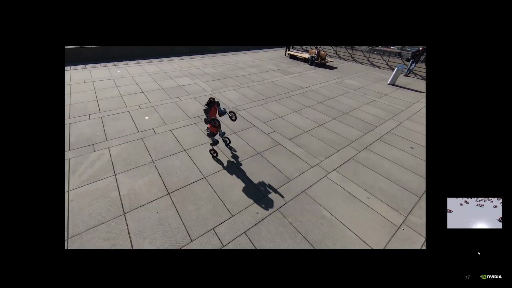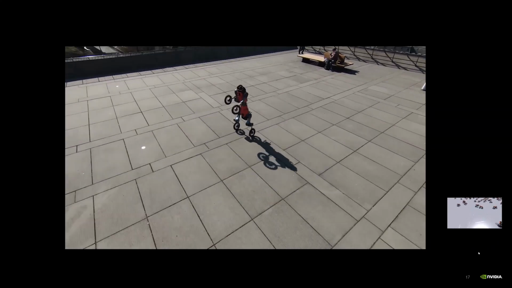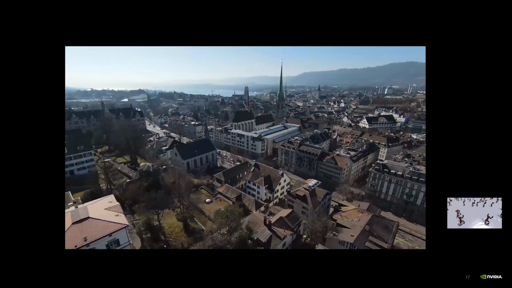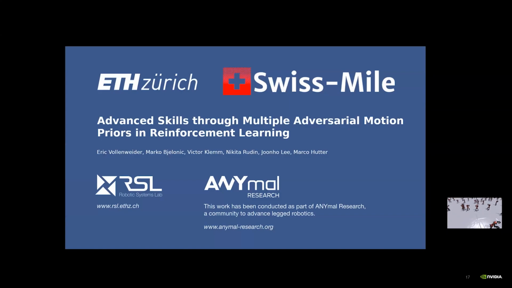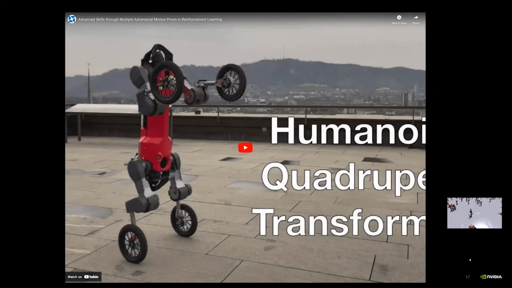Yeah. So the high level behavior in this demo is still being remote controlled, but it's at the level where you can press a button and it's going to stand up, press another button, it's going to go back on 4 wheels, and you can just drive it around.